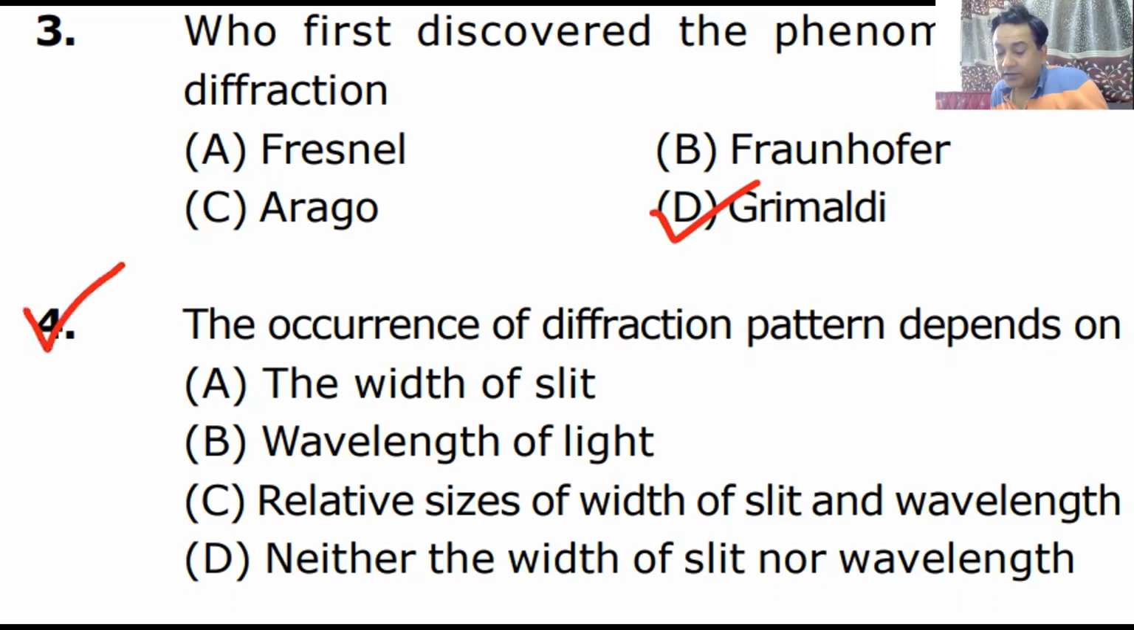Question number 4. The occurrence of diffraction pattern depends on what? A, B, C, D. Width of the slit, wavelength of light, relative size of width and the wavelength, neither the width nor the wavelength. Which is the correct option? Tell me. C, sir. The option is definitely C. Yes, the width of the slit and the wavelength must be of the same order for diffraction to happen. Well done.